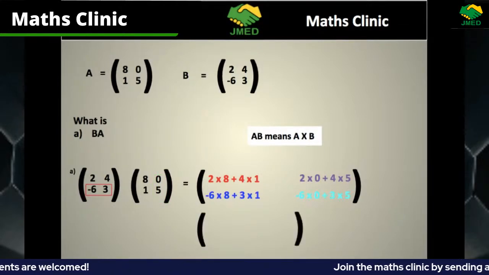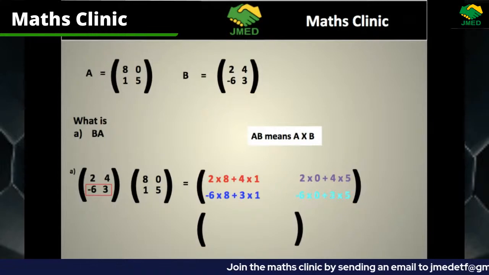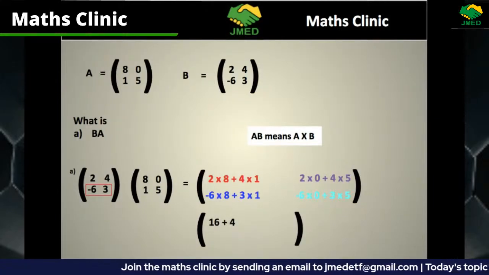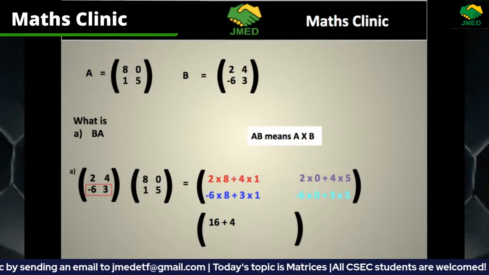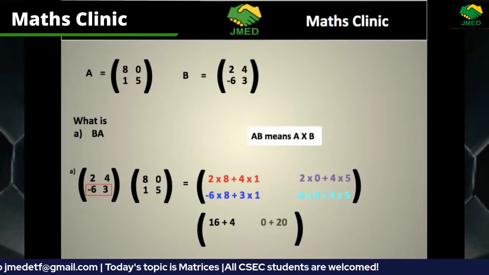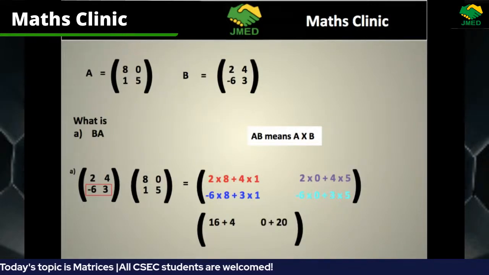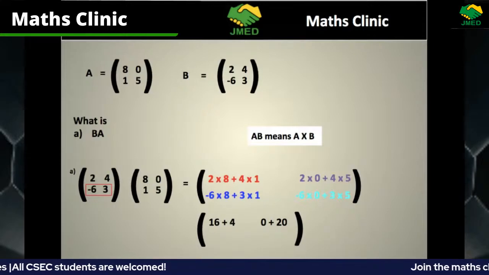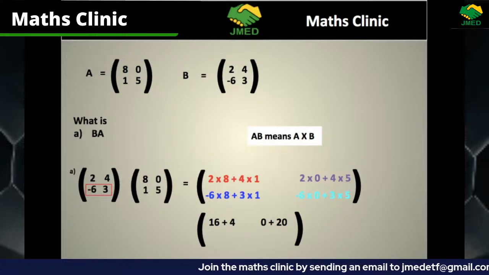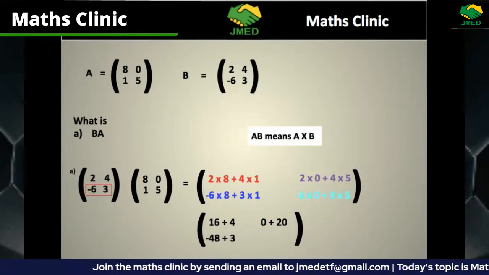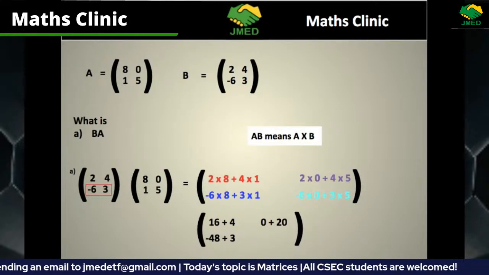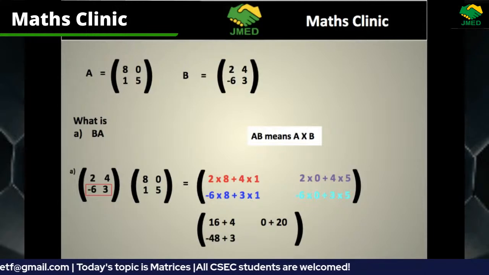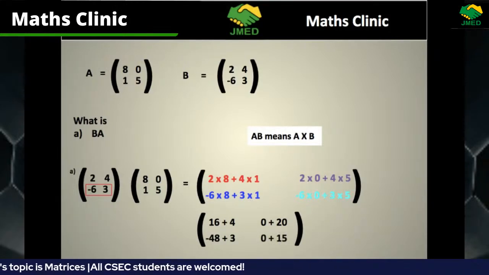Okay, so let's simplify. We have 2 times 8 plus 4 times 1, so that gives us 16 plus 4. We have 2 times 0 plus 4 times 5. We know that 2 times 0 is 0, so it's 0 plus 20. We have minus 6 times 8 plus 3 times 1. So 6 times 8 first is 48, and we multiply the negative times a positive, so we get negative 48 and a plus 3. And our last term, minus 6 times 0 plus 3 times 5, we're going to get 0 plus 15.